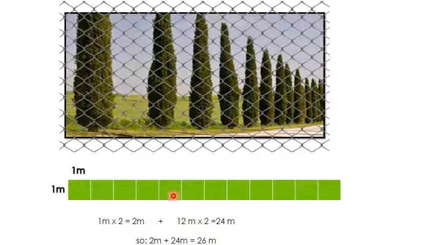So this side and this side need to be covered, and they are each 1 meter. So 1 meter plus 1 meter, 2 meters, or you can say 1 meter multiplied by 2, you will still get 2 meters. And here we know that since there are 12 trees which take a maximum of 1 meter each, we will have 12 meters on this side of the trees, and 12 meters on this other side of the trees. So that makes it 12 times 2. So 2 meters plus 24 meters gives us a total of 26 meters. And that is what you do with all your other arrangements.